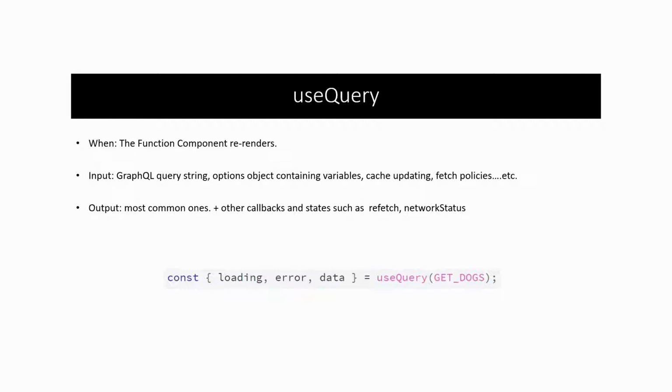There are also additional things that can be returned from this hook. When you're doing a refetch, it will return a refetch callback that you can use in other parts of your component. And you can also return some state, like network status, for example. It will tell you when you're trying to refetch something.